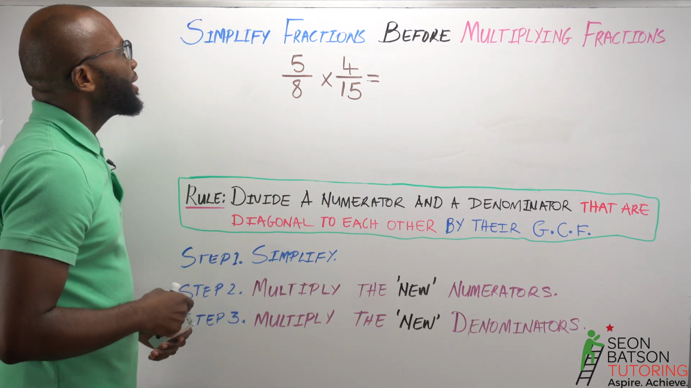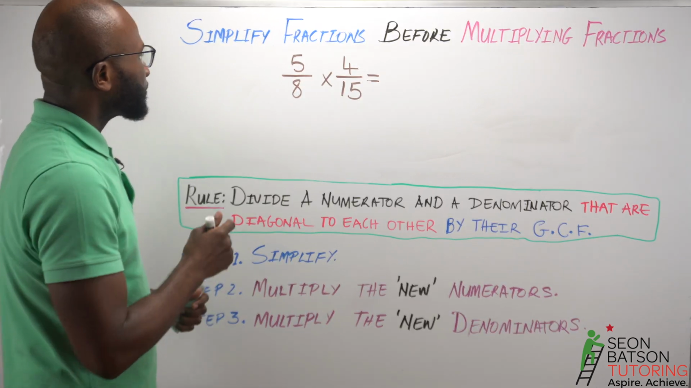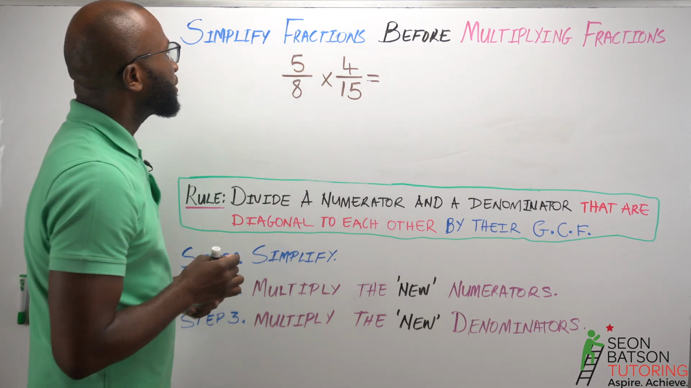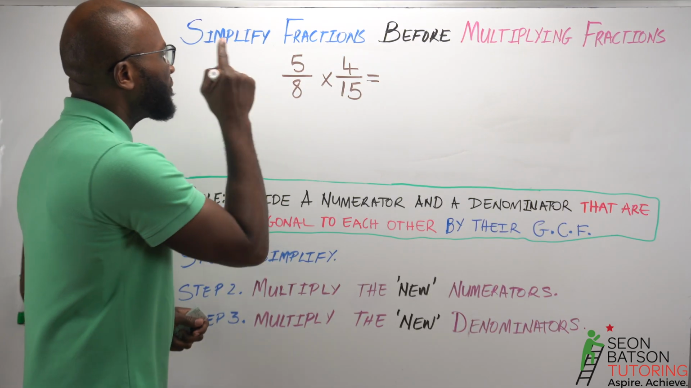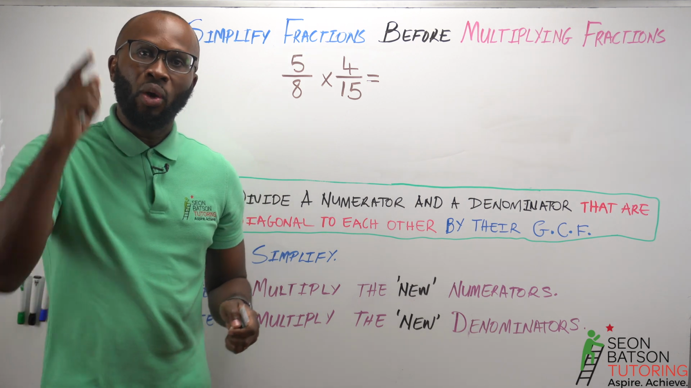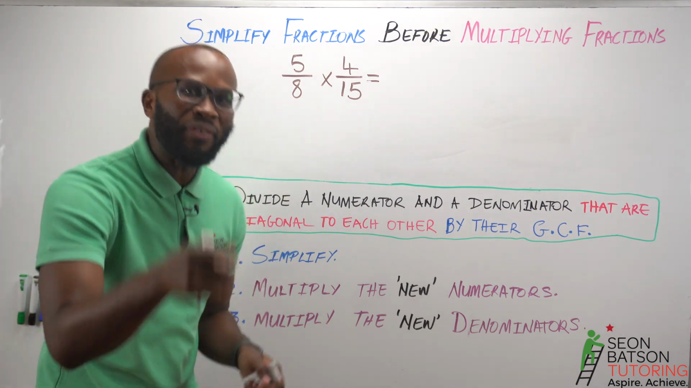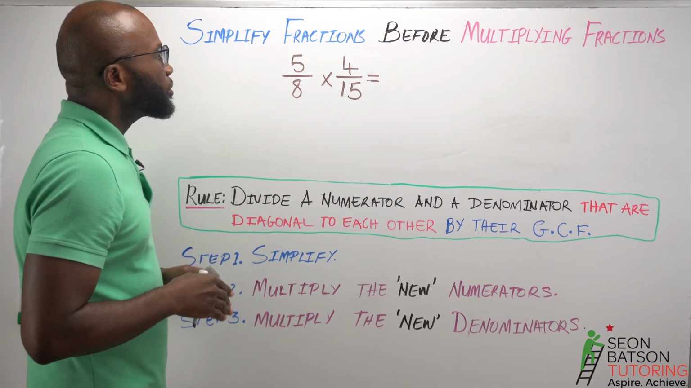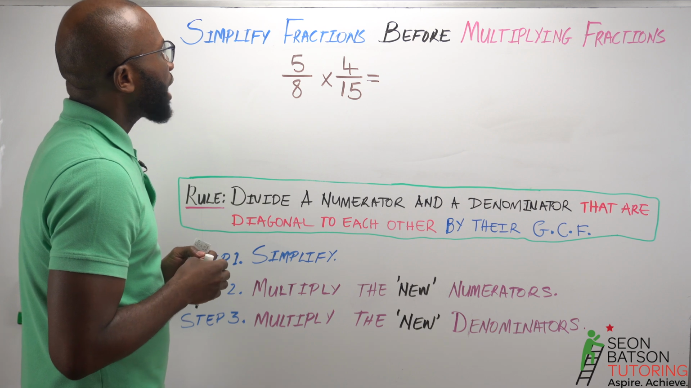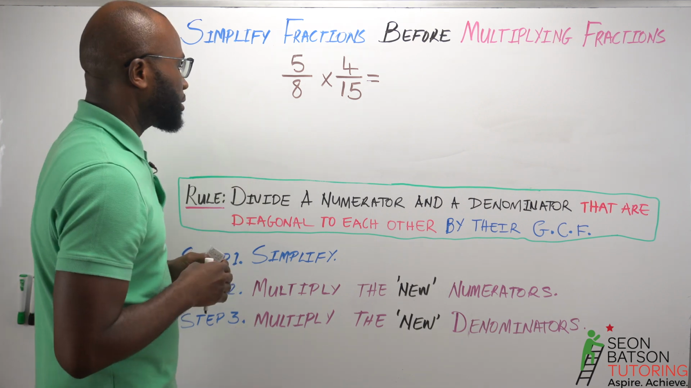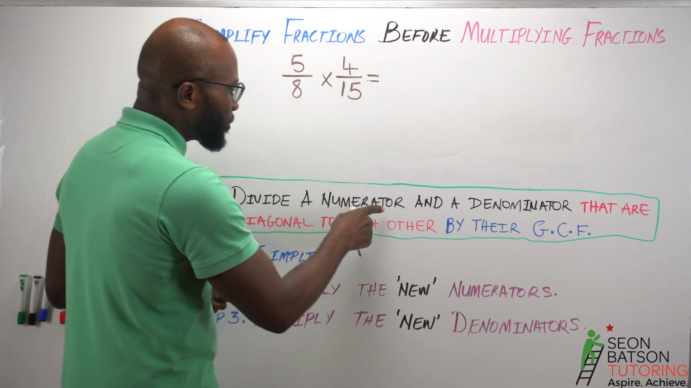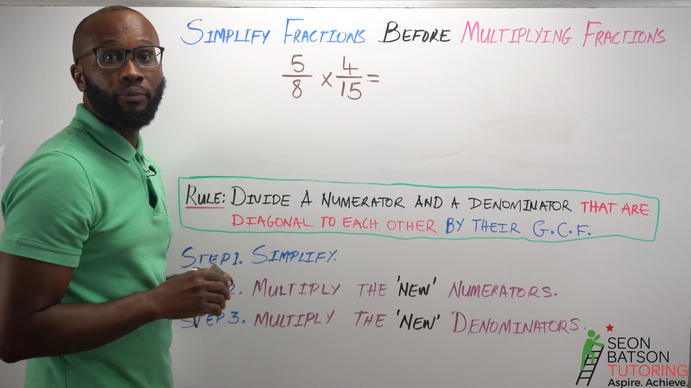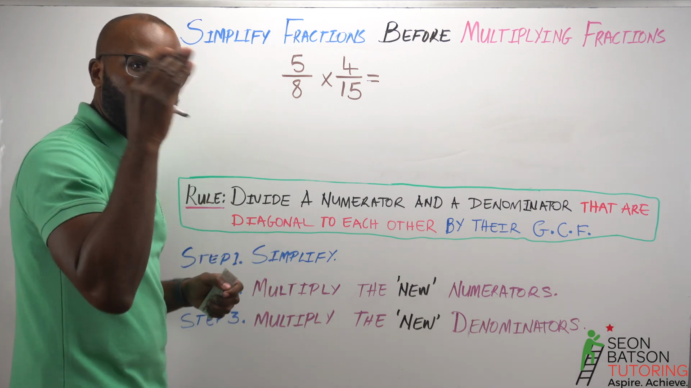Let's go to our first example here. We have 5/8 times 4/15. So, before we multiply, we are going to simplify. Yes? And again, if we want to simplify the fractions before we multiply the fractions, we will divide a numerator and a denominator that are diagonal to each other by their greatest common factor.